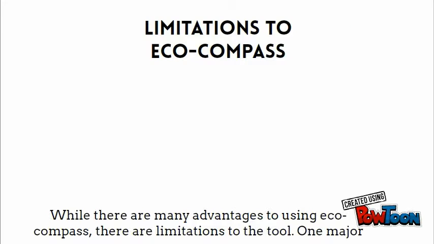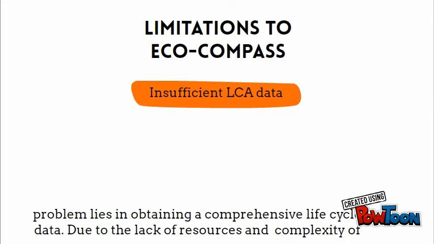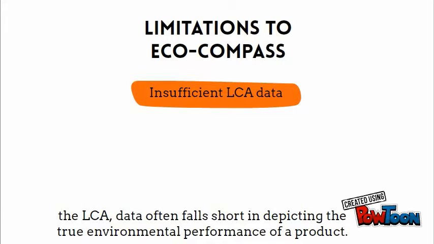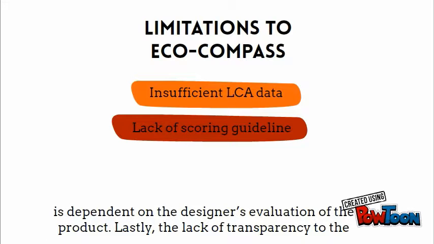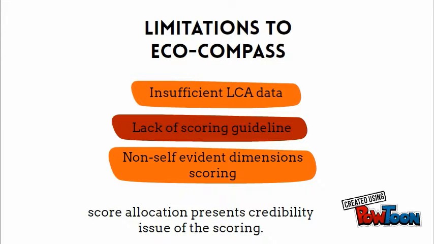While there are many advantages to using EcoCompass, there are limitations to the tool. One major problem lies in obtaining comprehensive life cycle data. Due to the lack of resources and complexity of the LCA, data often falls short in depicting the true environmental performance of a product. Due to the unavailability of a standard scoring guideline for the different dimensions, the scoring is dependent on the designer's evaluation of the product. Lastly, the lack of transparency in the score allocation presents a credibility issue for the scoring.